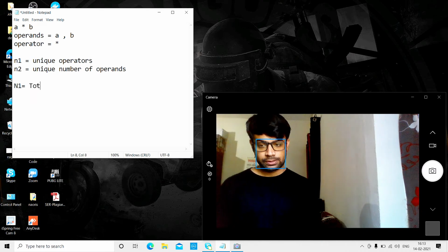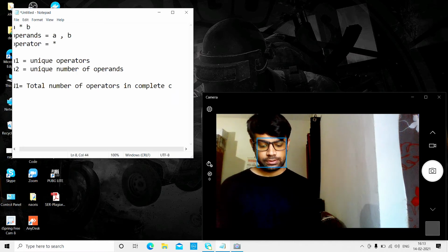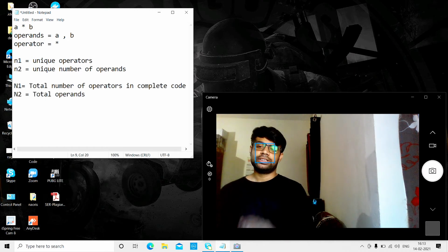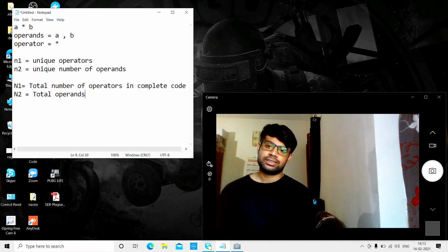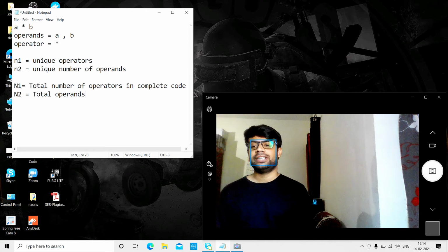and capital N1 is the total number of operators in the complete code, and capital N2 is the same as total operands. Okay, so these two parameters are broken into four parameters, like unique and total. The whole Halstead rule is basically based on these things.